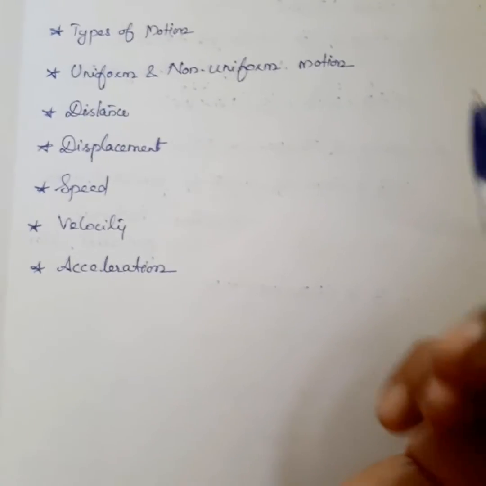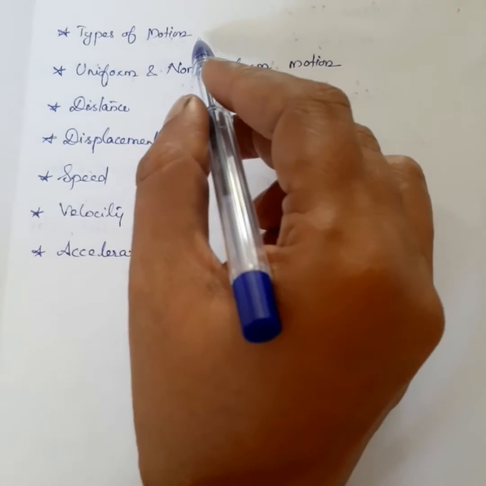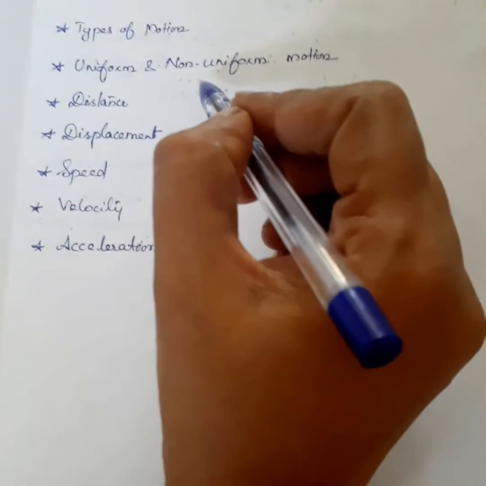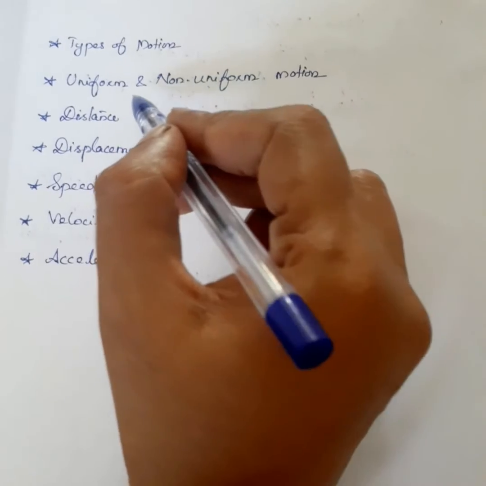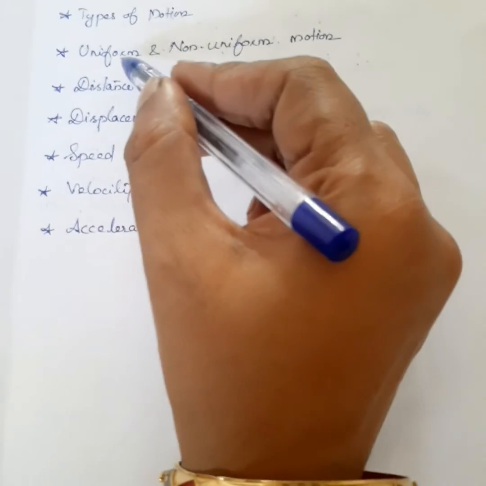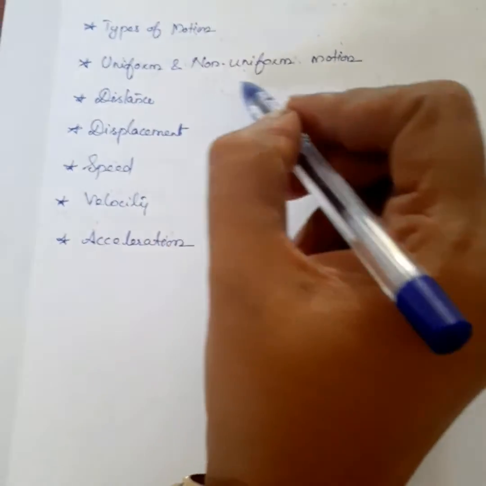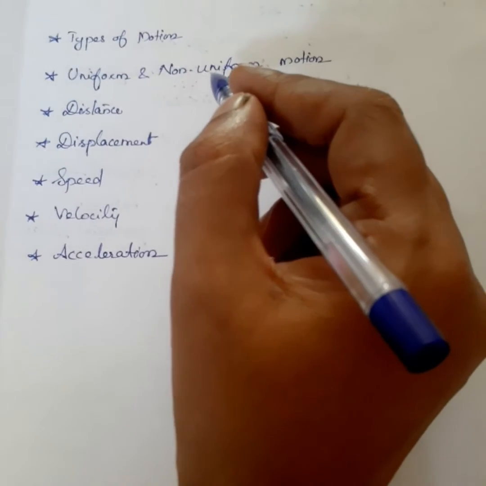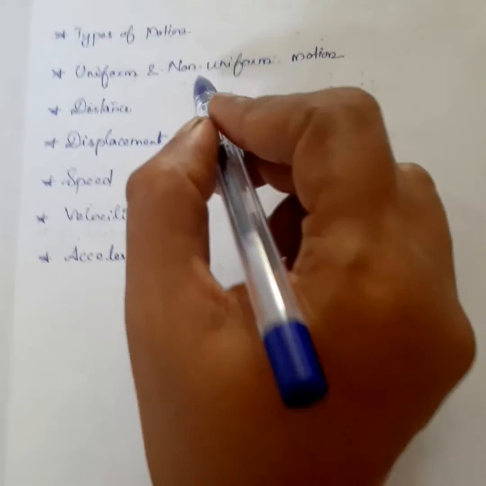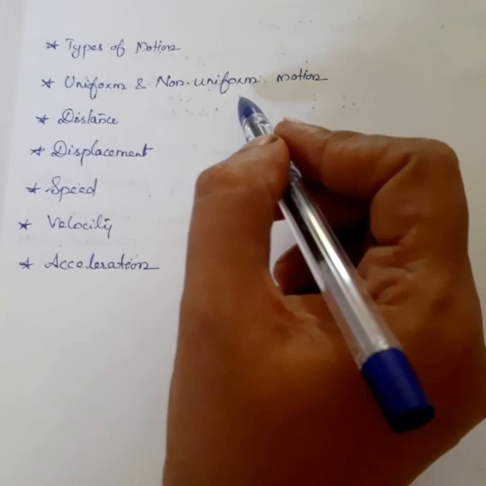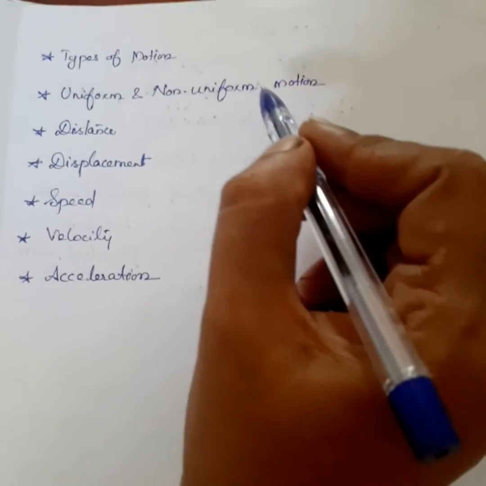Okay students, now we remember some important terms: types of motion, linear motion, circular motion, oscillatory motion and random motion. Next, uniform and non-uniform motion. If the object covers equal distance in equal intervals of time, it is called uniform motion. If the object covers unequal distance in equal intervals of time, it is called non-uniform motion.